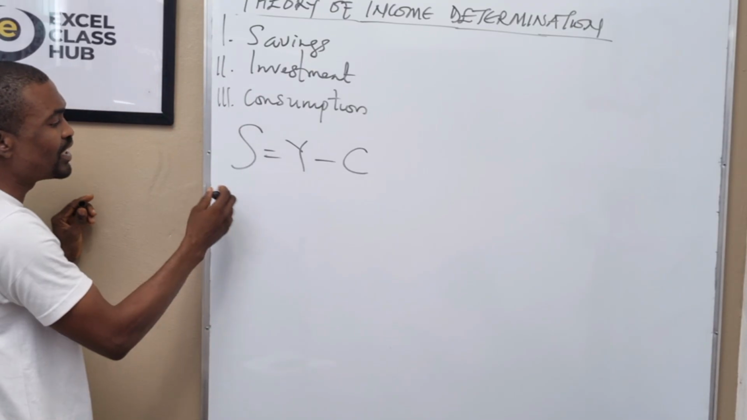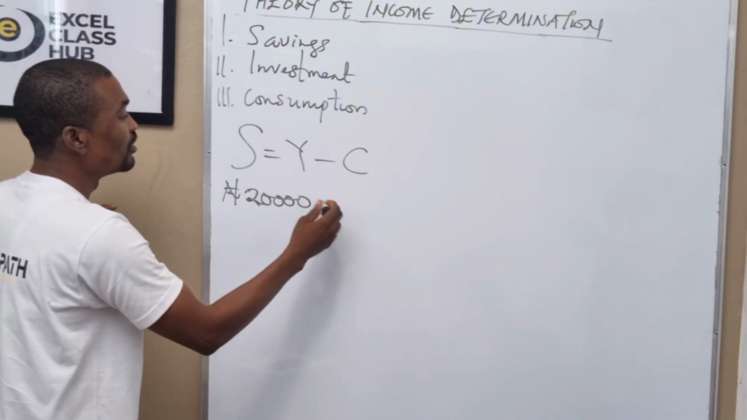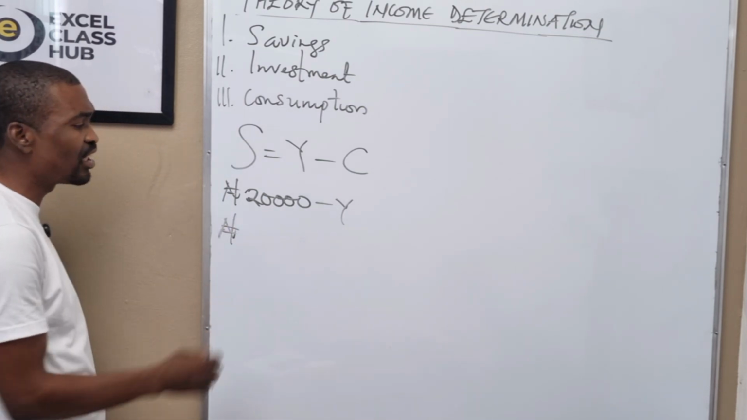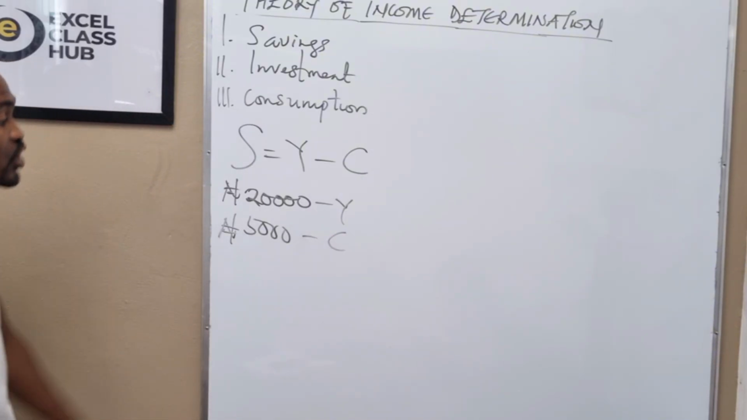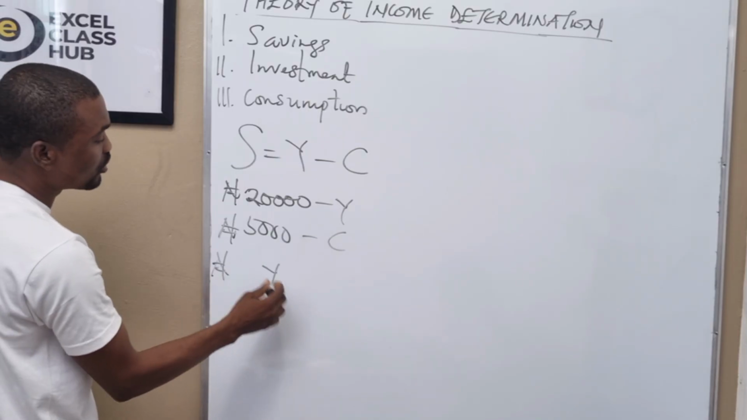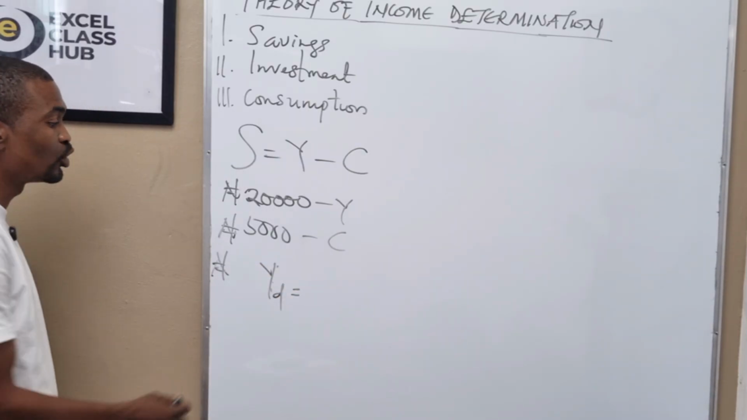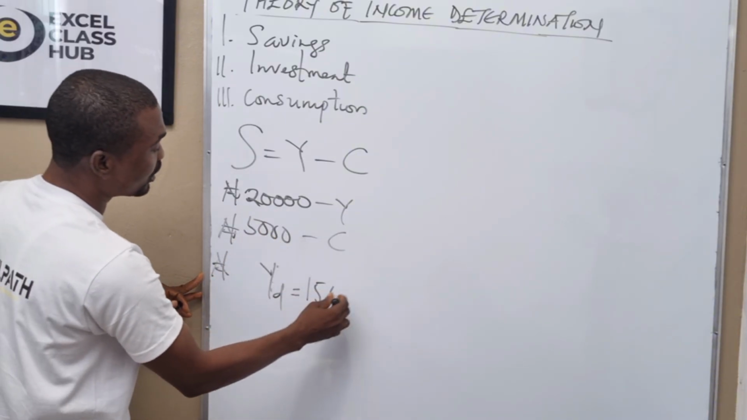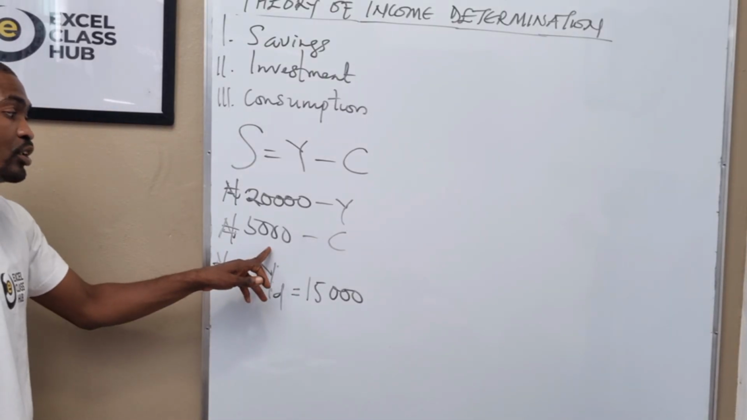Now, assuming you are earning 20,000 naira. This one stands for your Y. Now, out of this 20,000 naira, at the end of the month, you spent 5,000 naira. This 5,000 naira is your consumption. Now, what are you going to have left as your disposable income? The amount that you are going to have left will be 20,000 minus 5,000, which is 15,000. Assuming you are not paying tax. Okay, if you are paying tax, you are going to deduct the tax.